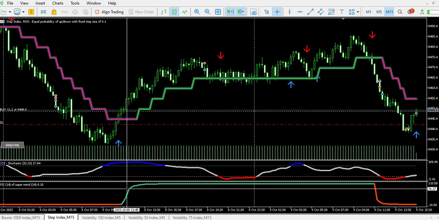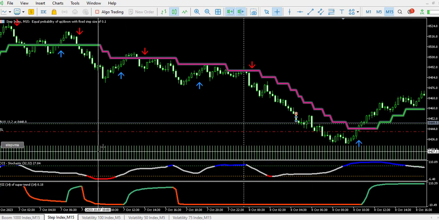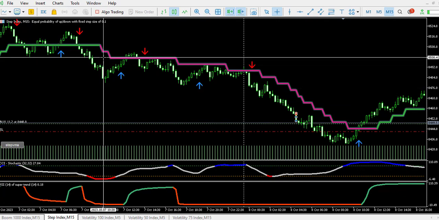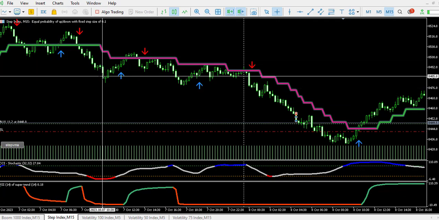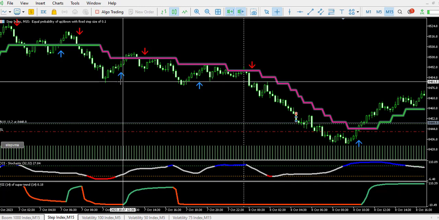This is on 15-minute time frame, and if you're on a down trend already or uptrend, the only thing you will look out for is to sell. So I use this particular arrow to enter more trade.